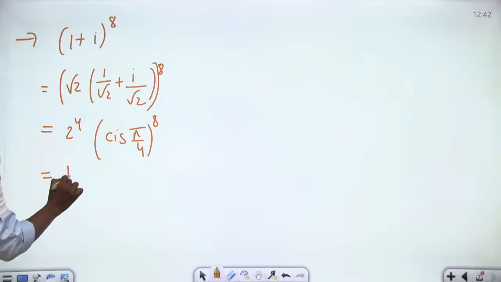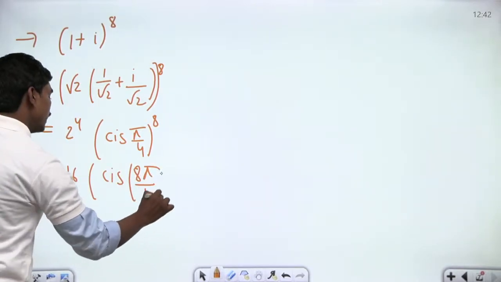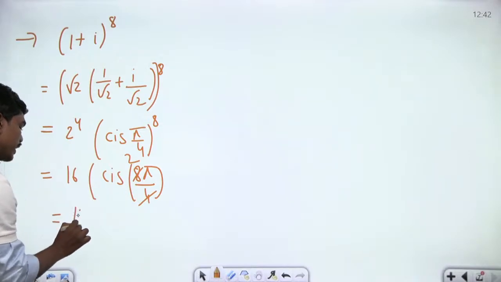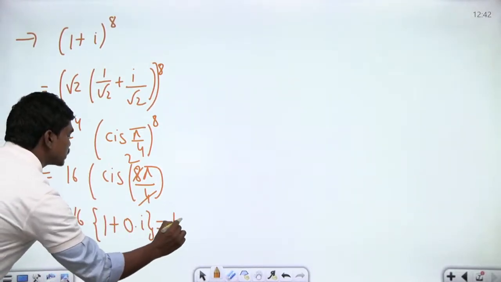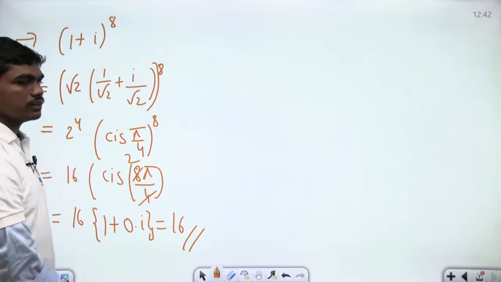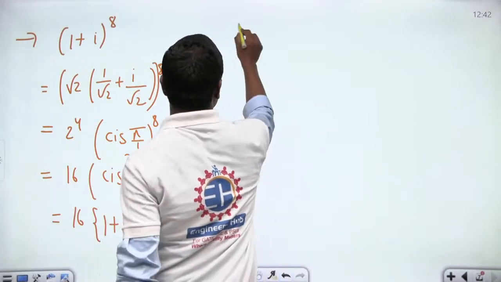By De Moivre's theorem, this is 16 into (cos 8 pi by 4 plus i sin 8 pi by 4), and this is cos 2 pi plus i sin 2 pi. The value is nothing but cos 2 pi, which is 1, plus sin 2 pi, which is 0, into i. So this value is 16. Okay, so (1 + i) whole power 8 will give you 16. Clear? Next, there is one question from the Newton-Raphson method.